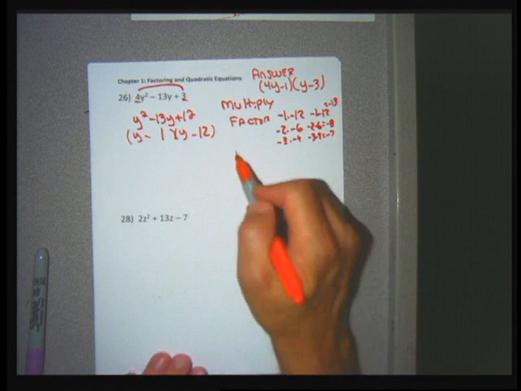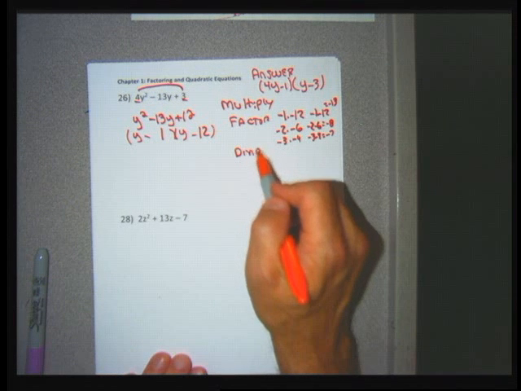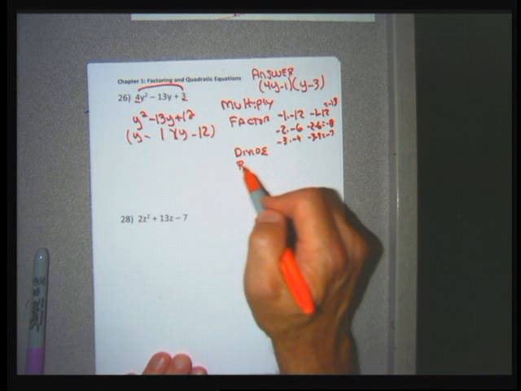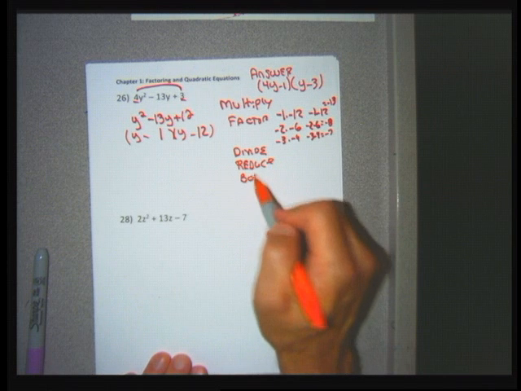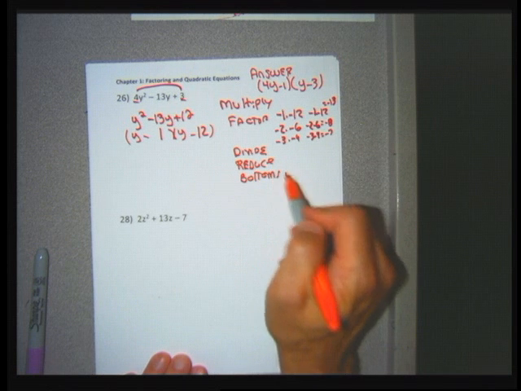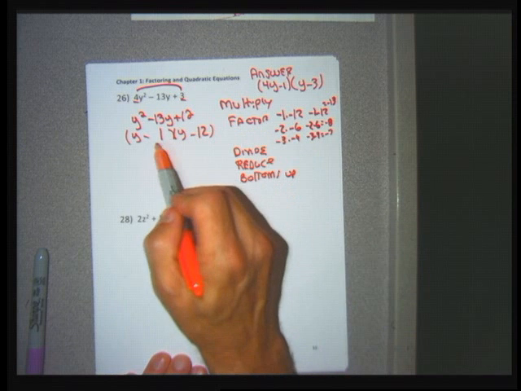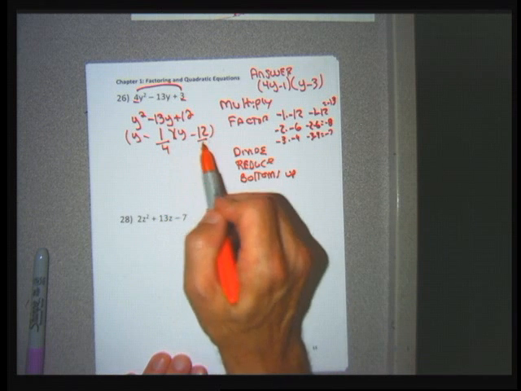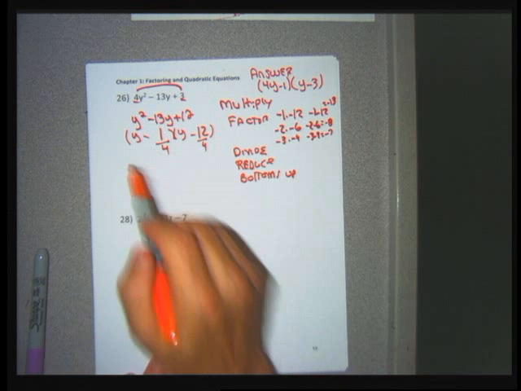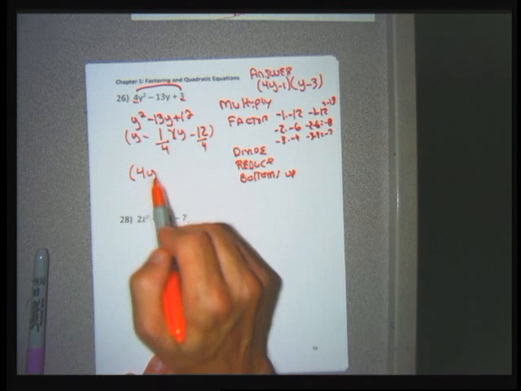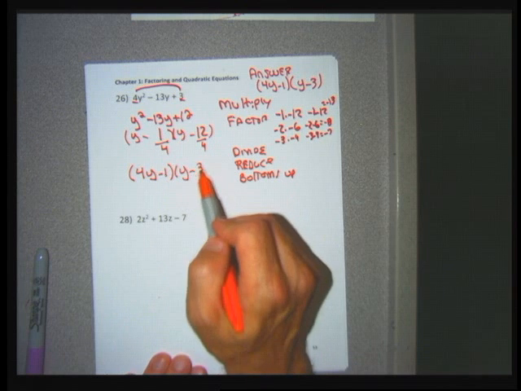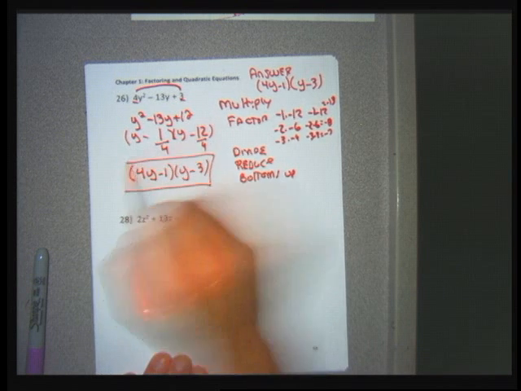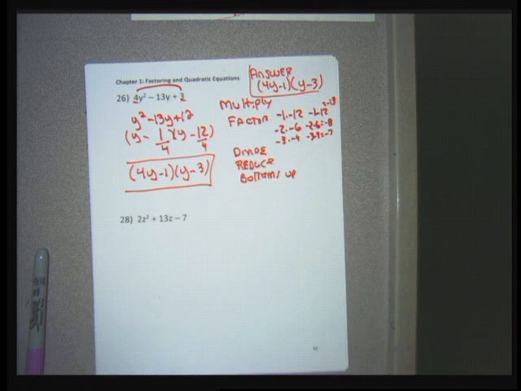Almost done. Now I need to do the last step, which is kind of 3 and 1: divide, reduce, and bottoms up. I started off multiplying by 4, I need to divide by 4. First one doesn't reduce, so I'm going to bottoms up. Second one does reduce, it reduces to 3. If I look at that, and I look at my answer to problem 26, they're the same.